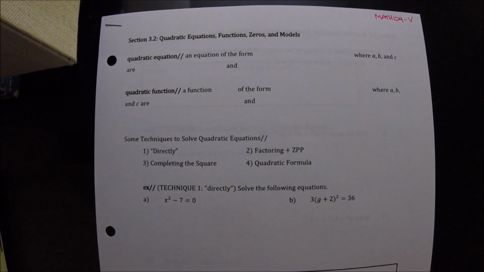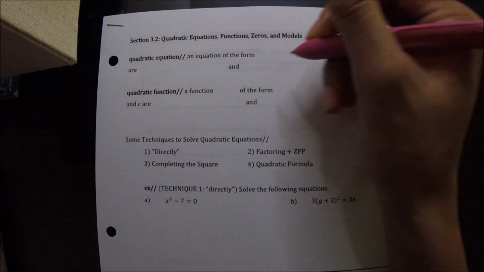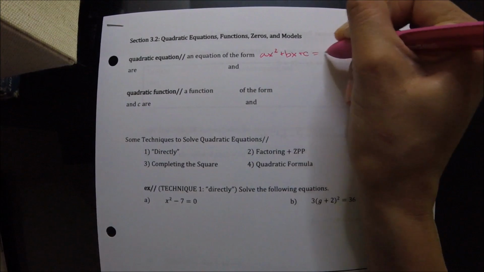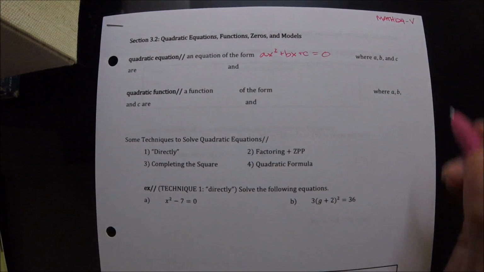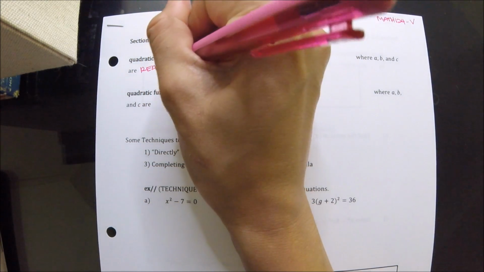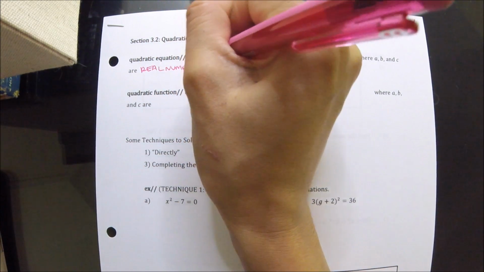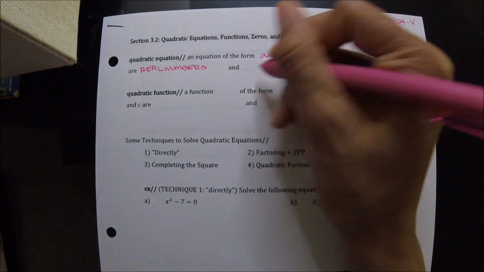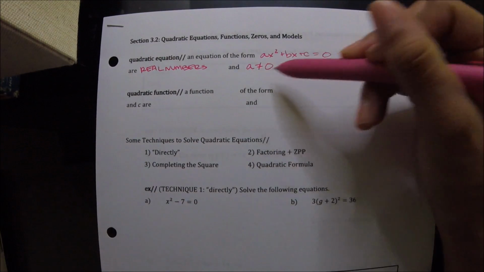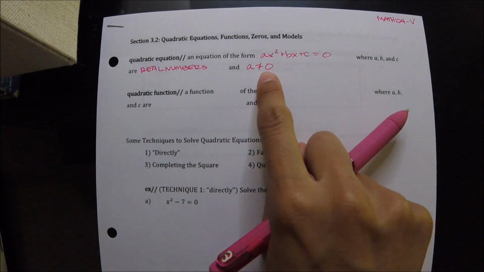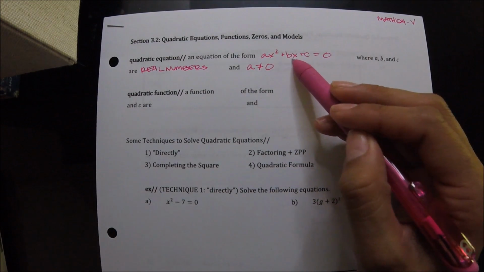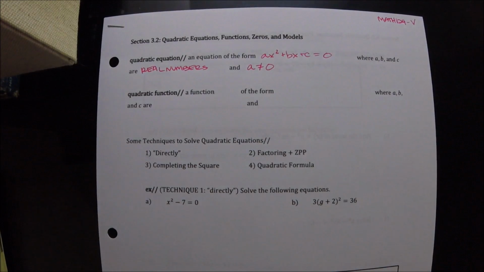So a quadratic equation is an equation of the form ax squared plus bx plus c equals 0, where a, b, and c are real numbers and a does not equal 0. And we have to have a not equal to 0 because if it were 0, then this first term would disappear and we'd have just a linear equation.